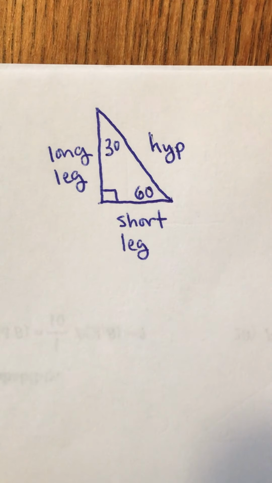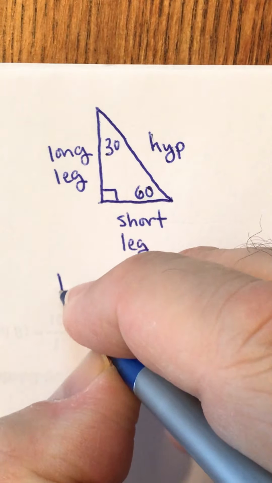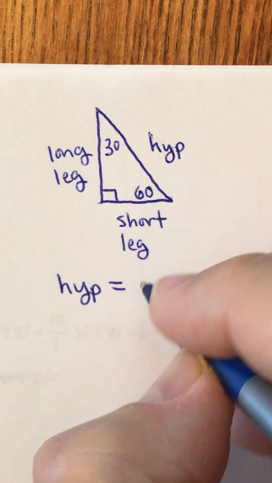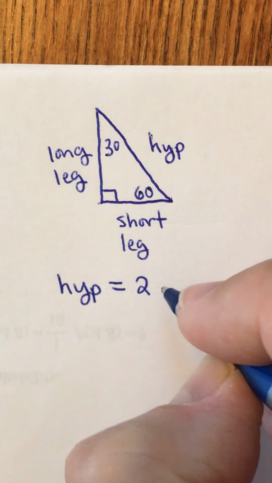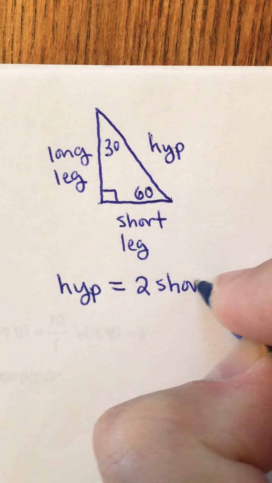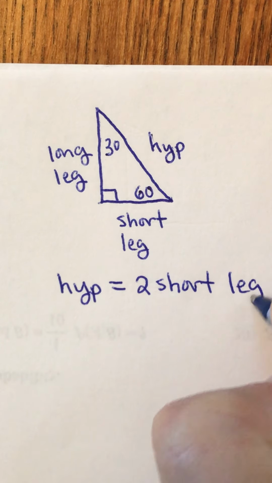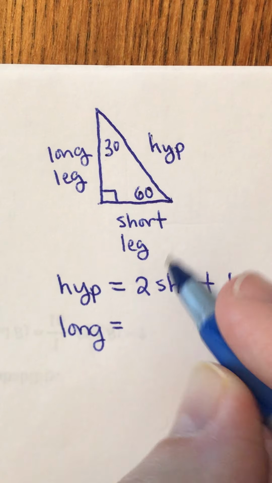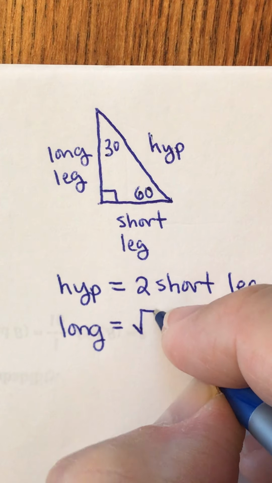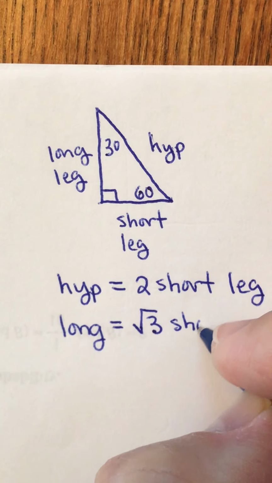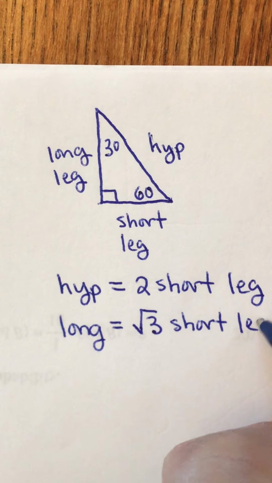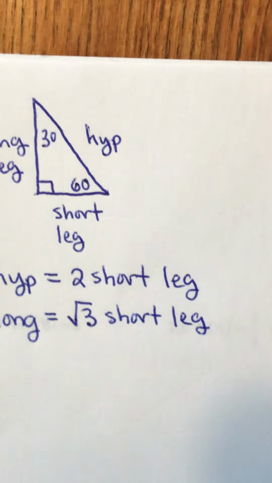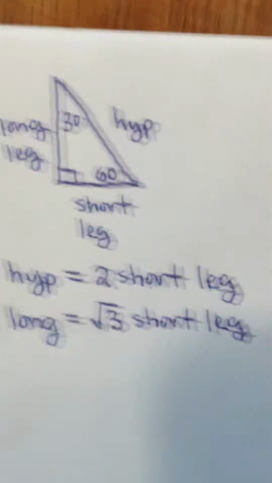And two very, very important things to remember on this. The hypotenuse is equal to 2 times the short leg. And the long leg is equal to the square root of 3 times the short leg. Those are very, very important to be able to solve the problems that we're going to do today.